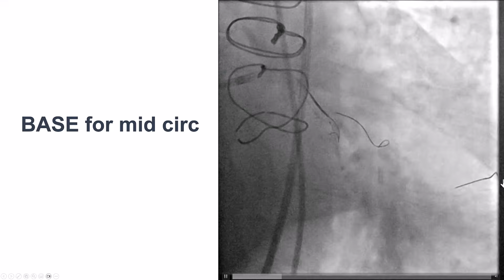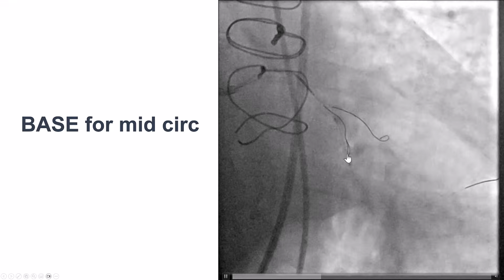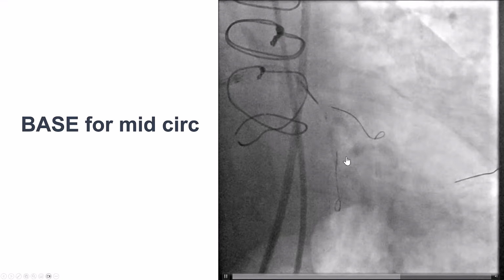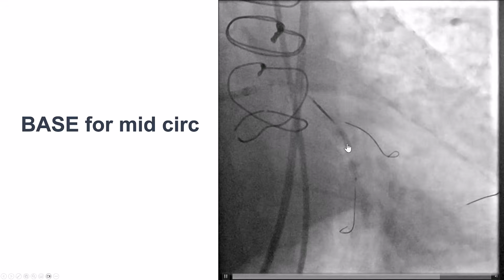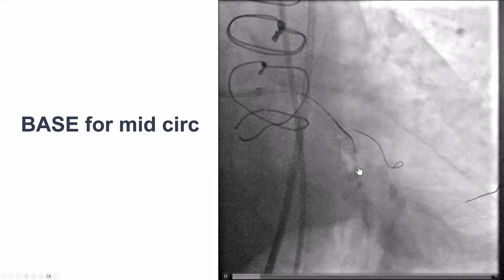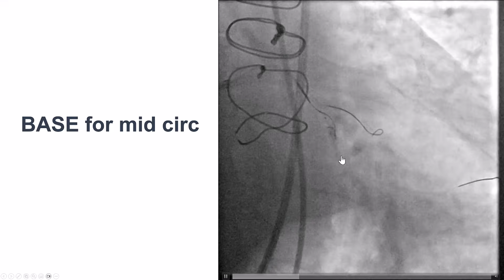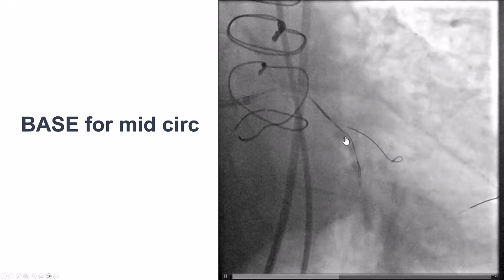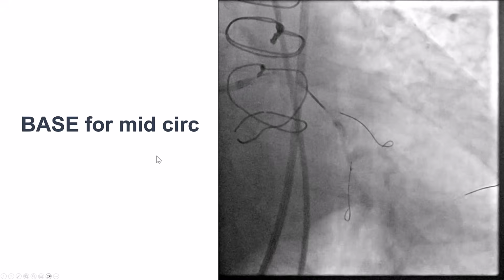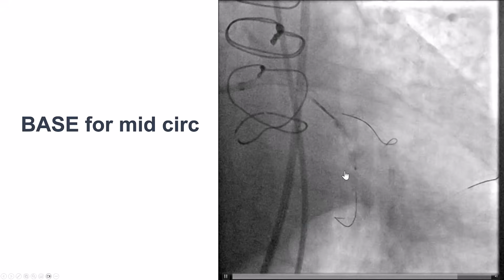So now we have a wire into the second obtuse marginal, but our goal was to see if we can get also the third obtuse marginal. And we'll try to do the same thing here, which is try to use a move the cap or dissection technique to find the course of the continuation of the circumflex. So we inflated a balloon into the mid-circumflex and then tried to advance a knuckled Gladius Mongo wire.